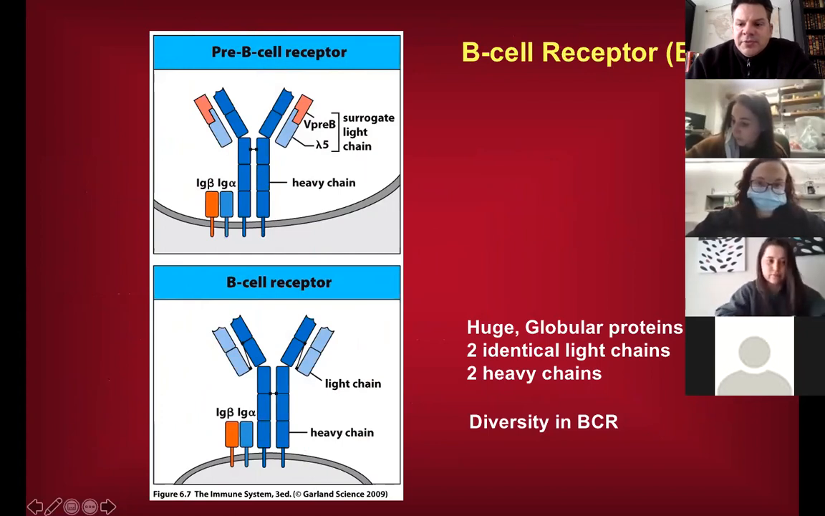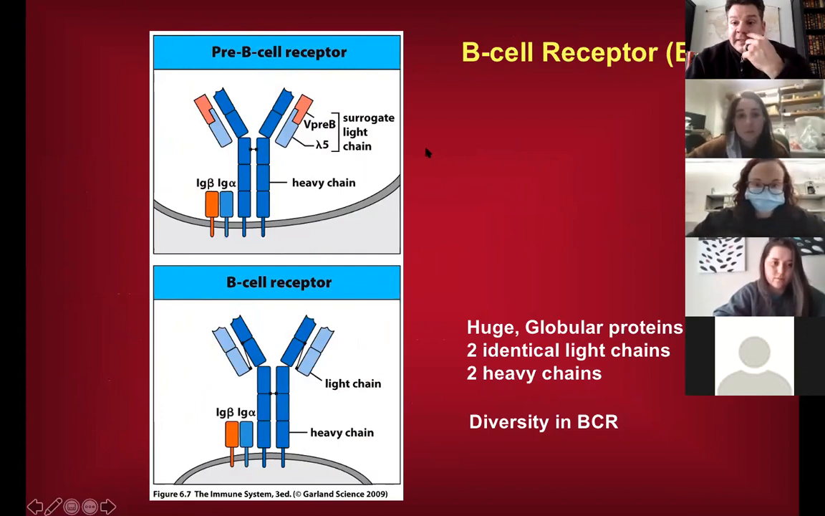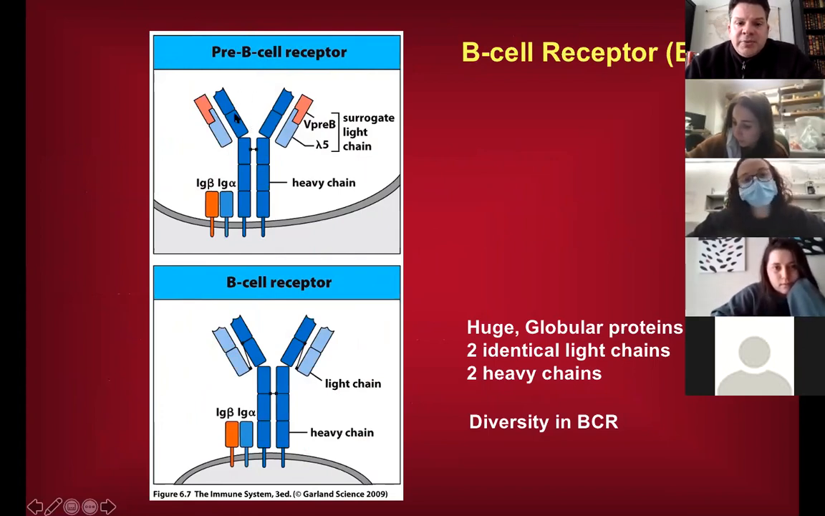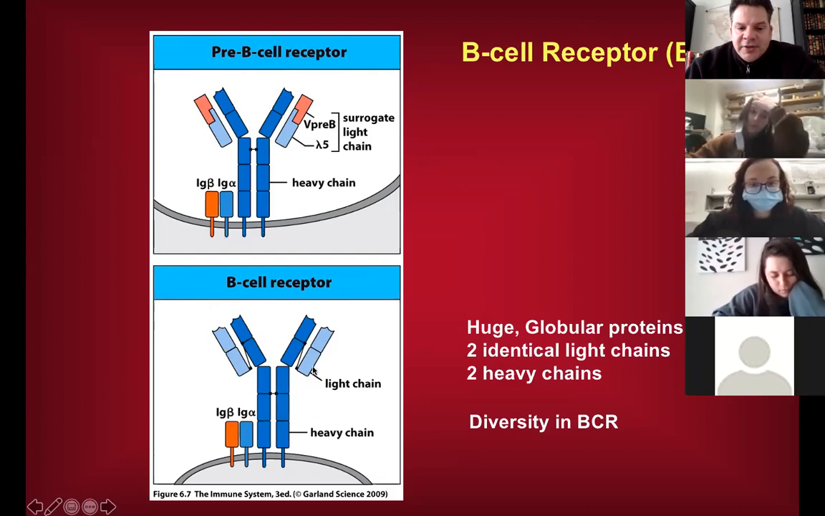This is the B cell receptor, which I told you before looks a lot like the T cell receptor and antibodies. So if you think about it, this is the pre-B cell receptor, and it's held together by these surrogate light chains. These are huge globular proteins. There's two identical light chains and two identical heavy chains. The heavy chains here are the ones that have the transmembrane domain, and the light chains are covalently attached to them.